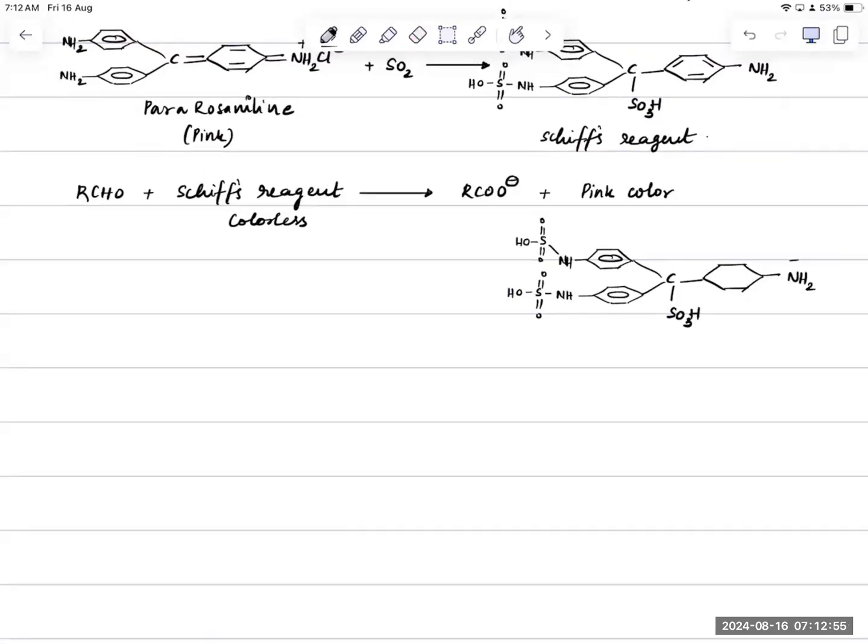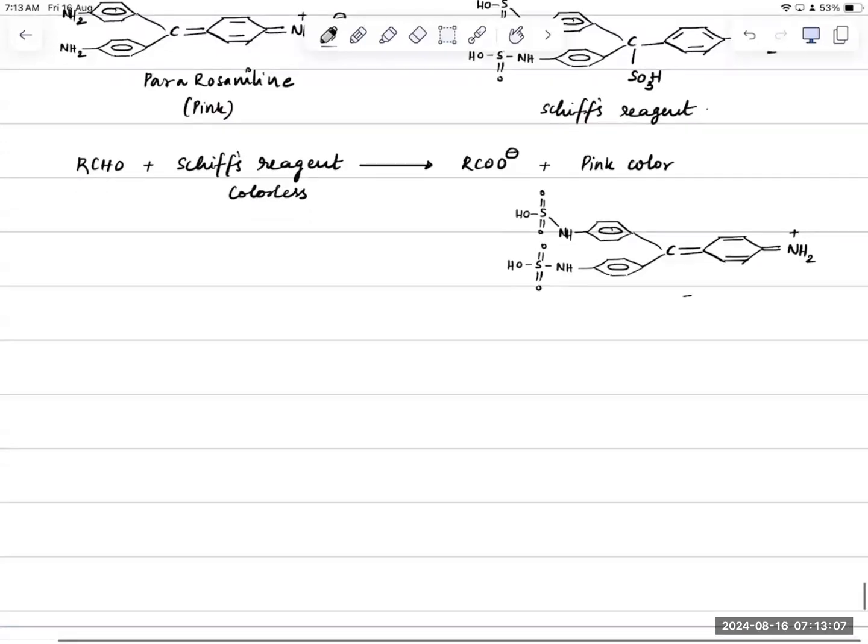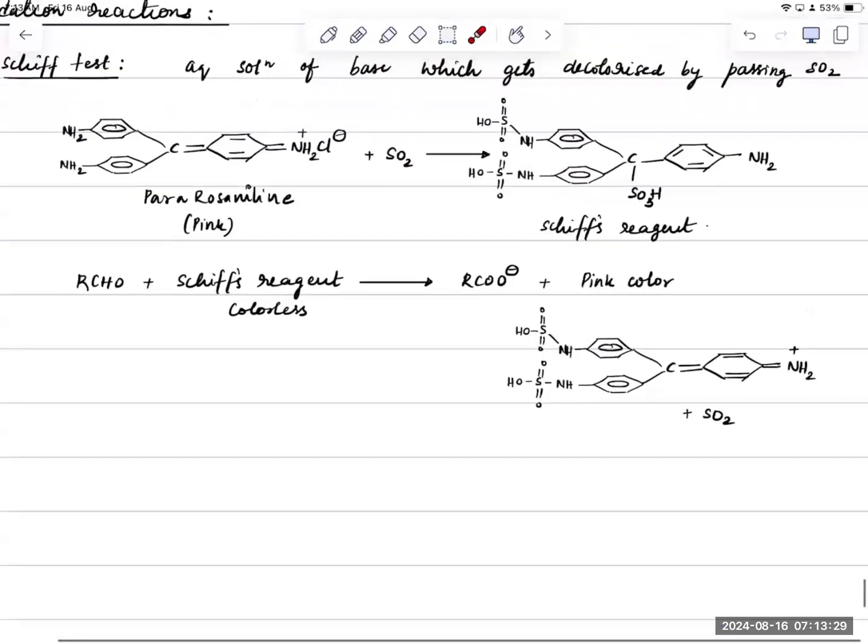So where you have NH2 plus, double bond, double bond, double bond here, and this SO3 will come out, converting into a double bond here. Plus that SO3 will get reduced to form SO2 here. That's how it will get reduced, and RCHO will get oxidized, and the pink color form comes again. Clear, guys? So this is about Schiff's test.